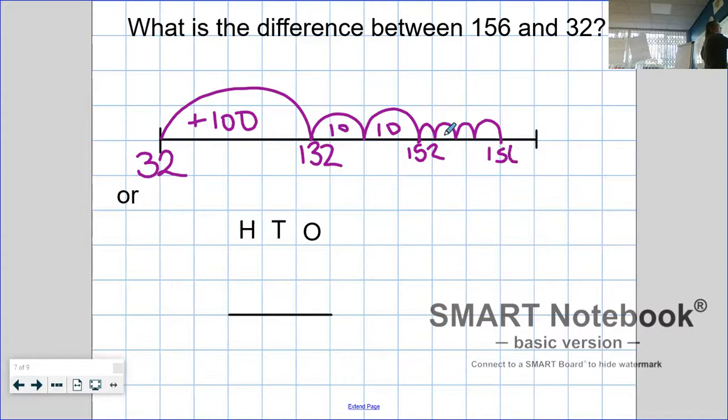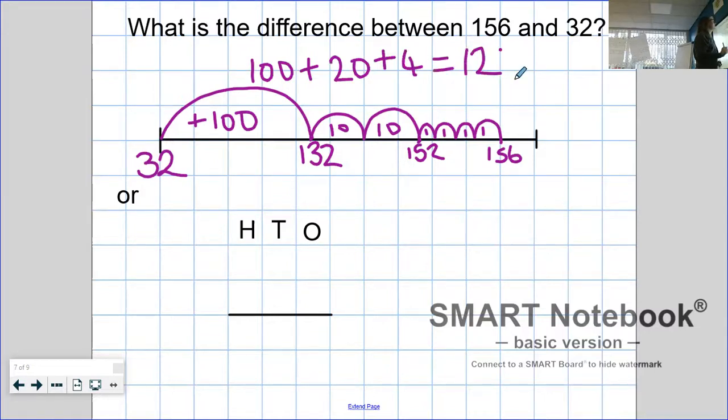And these are my ones. So now let's add them together. We've got 100, add 2 tens, 20, add 4 ones is 124. So the difference between 156 and 132 is 124.